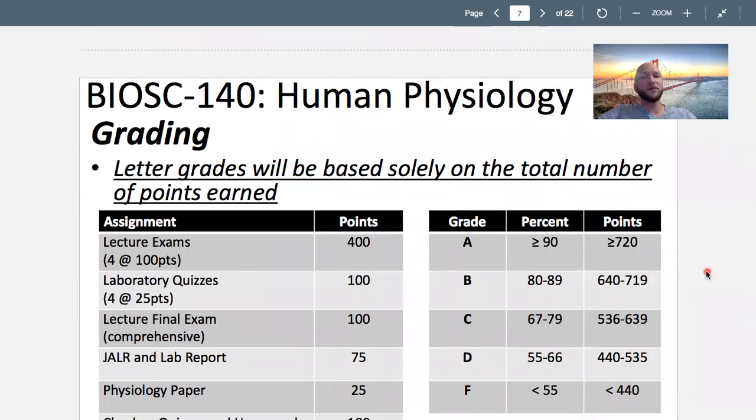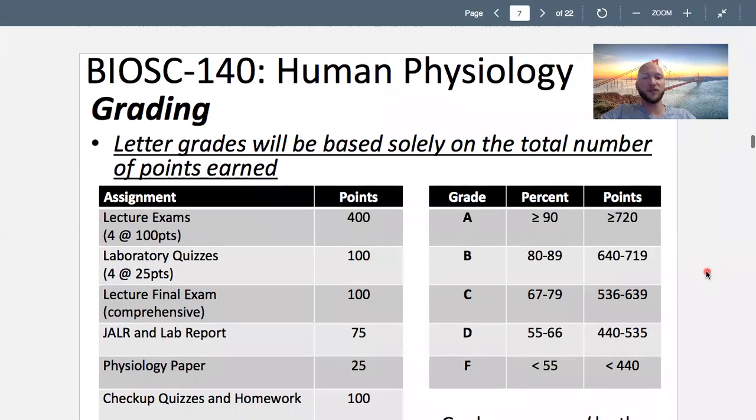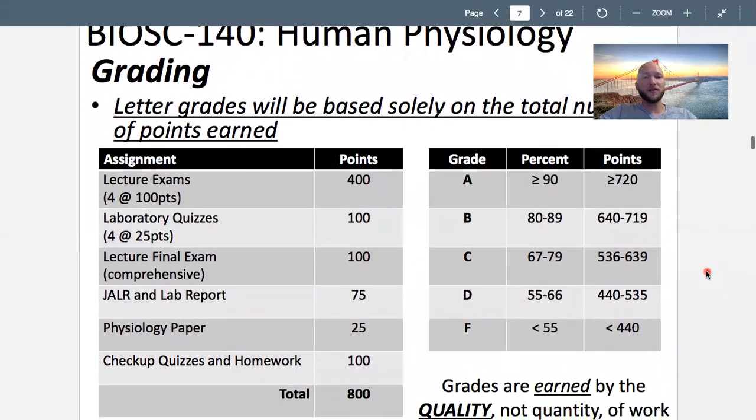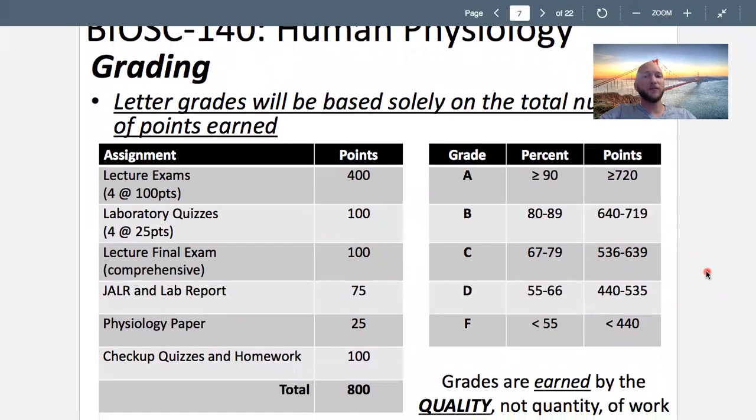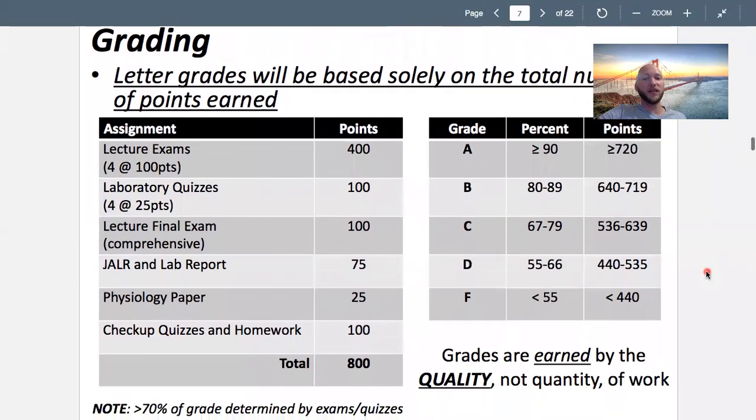Grading. This is what makes your ears stand up. This is what makes you pay attention. This slide tells you where every point from the entire semester is going to come from. Right here. You know exactly what you have to do from this slide to get the grade you want to get.